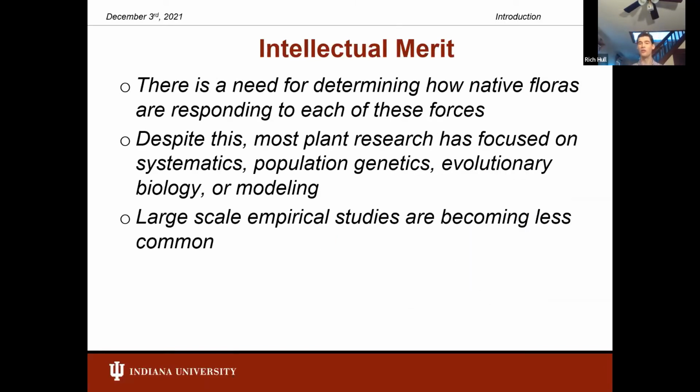So overall, there is a need for determining how native floras are responding to each of these anthropogenic forces. But despite this, most plant research is focused more on systematics, population genetics, evolutionary biology. Recently, advancements in this field have made it very popular and more effective. And some of this research does touch on anthropogenic forces and is very beneficial. One other aspect of this is modeling, especially species distribution models. But overall, these lack large-scale empirical studies focusing on biodiversity. These are really becoming less common in academia.